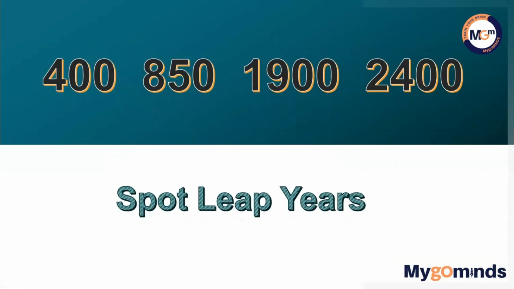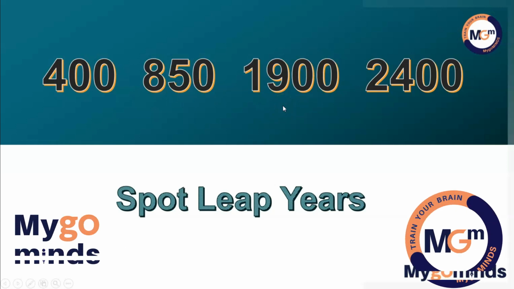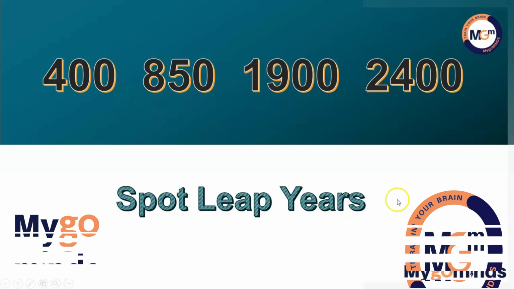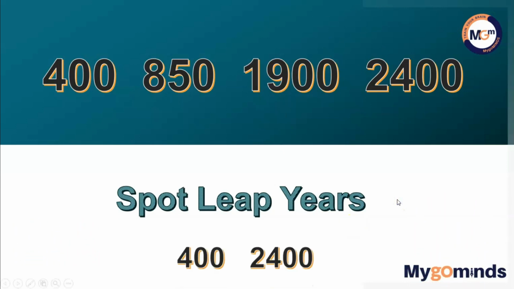So these are the numbers. Let's plot out leap years. What I said, 400: 400 is divisible by 400, so yes, 400 is a leap year. 850 is not divisible, and not by 400 either. Now coming to 1900: 1900 is divisible by 4, and it is also divisible by 100, but it should not be divisible by 100, so this is not a leap year. What about 2400? It is directly divisible by 400, so 400 and 2400 are the leap years.